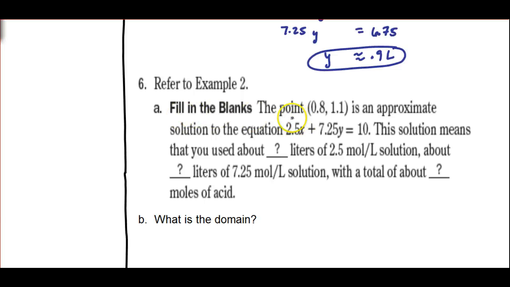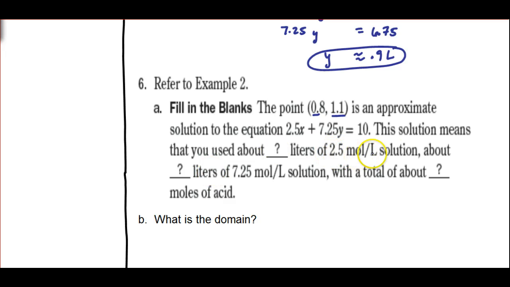They want us to fill in the blanks for this statement. The point 0.8, 1.1, is an approximate solution to the equation 2.5x plus 7.25y equals 10. This solution means that you used about how many liters of the 2.5 solution and about how many liters of the 7.25 solution, with a total of about how many moles of acid. So they simply want us to place these values in the proper position in the statement.